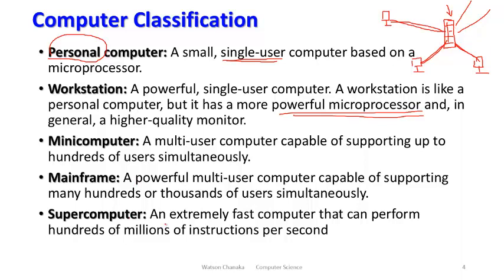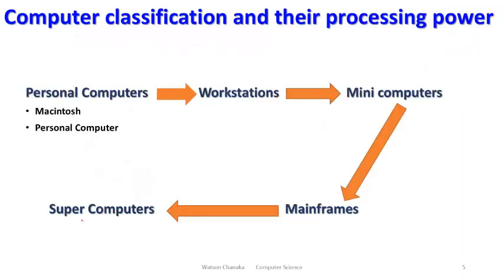Then we have a supercomputer, an extremely fast computer that can perform hundreds of millions of instructions per second. Listen to this, hundreds of millions of instructions per second. So it's a supercomputer, as the name suggests, extremely fast. Where do they use this supercomputer? It's used in research centers, military bases, meteorology, weather forecasts. They use this kind of computer. I will explain now deeply using this diagram.